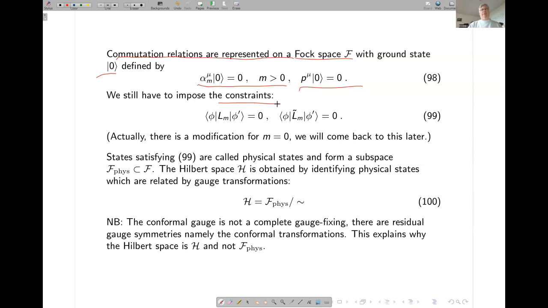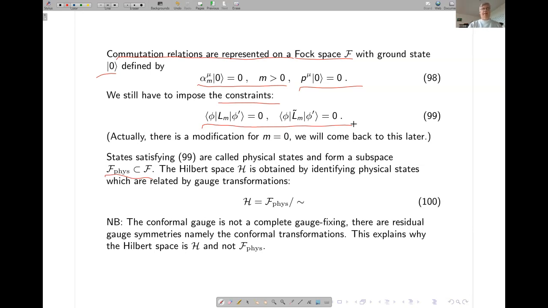You've seen that classically, the constraints select among the possible configurations a certain subset, which is characterized by L_m and L_m tilde being equal to 0. In the quantum theory, we implement this by saying we select a subspace of physical states out of F, and these physical states are characterized in the way that matrix elements of L_m and L_m tilde between physical states have to vanish.